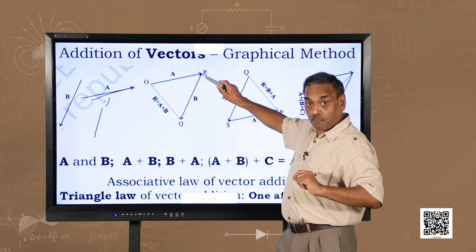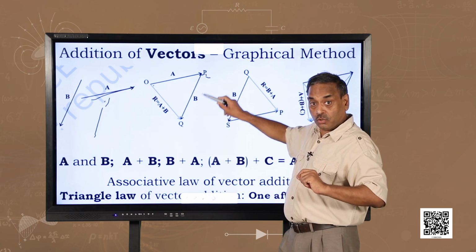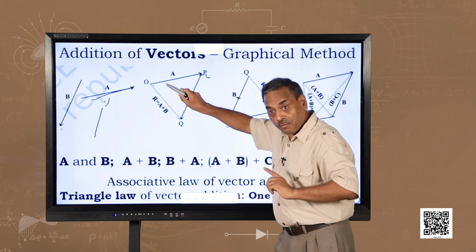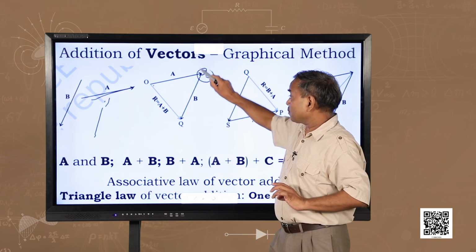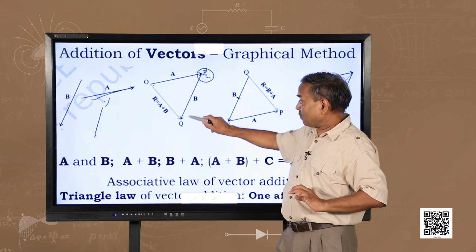The tail of PQ will coincide with the head of the first vector, that is at this point. Now, the another vector.